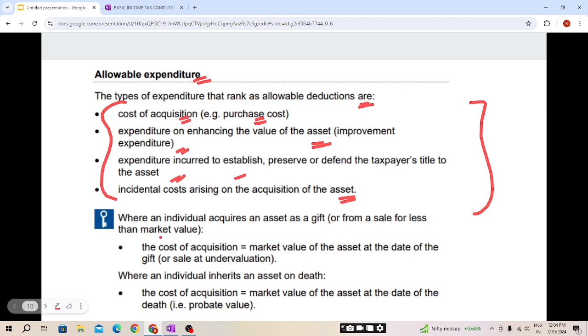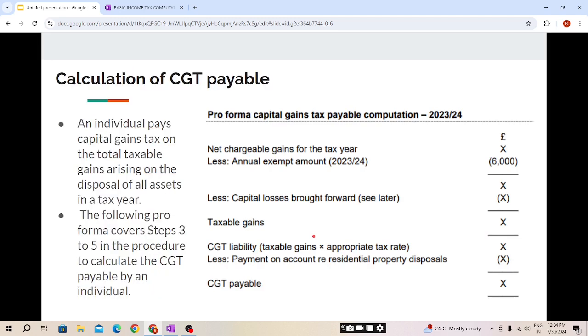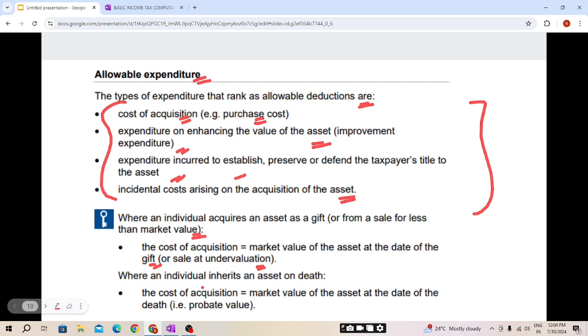Now the important note here is, students, where an individual acquires an asset as a gift. If I am acquiring the asset as a gift, then what will be my cost? Or from a sale of less than market value, the cost of acquisition will be the market value of the asset at the date of the gift, or sale at undervaluation. Where an individual inherits an asset on death, the cost of acquisition will be the market value of the asset at the date of death, that is probate value.